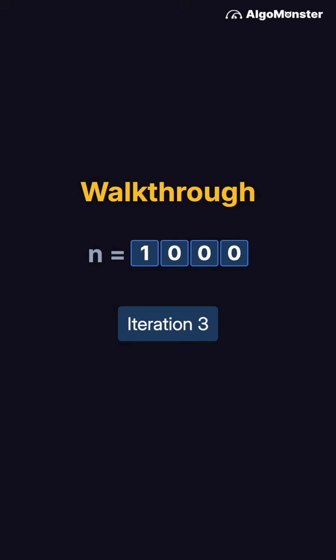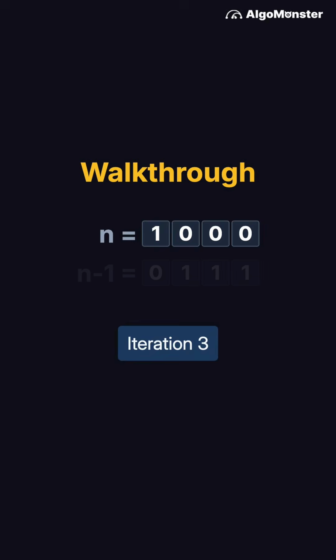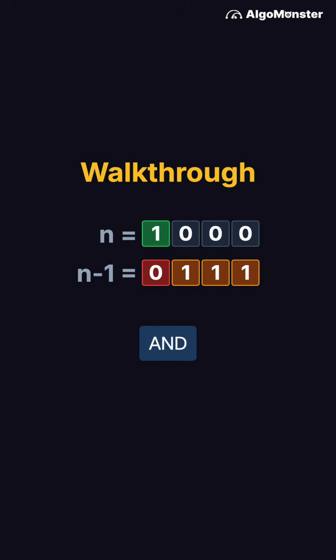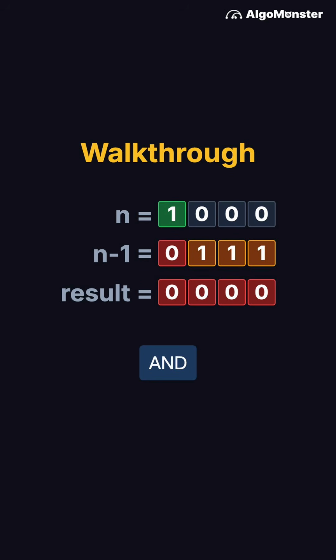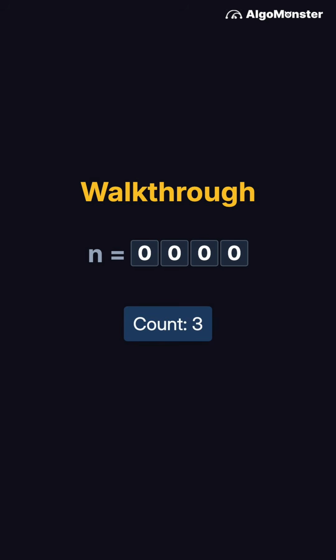Third iteration. N is 1000. Subtract 1 to get 0111. The only remaining one flips, and the 3 zeros below all become 1s. And them. 1000 and 0111 gives 0000. N is now 0. Count becomes 3. N is 0, meaning there are no set bits left to remove. The loop exits. Return 3.